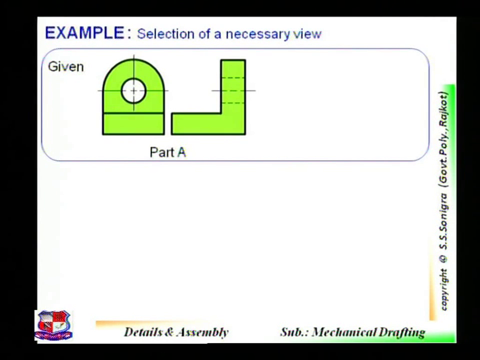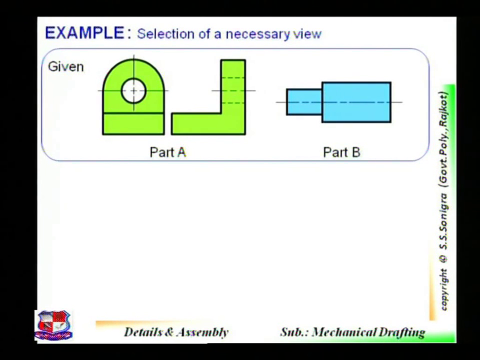Now one example, selection of necessary views. Part A is this one, 2 views are given. This is part B.